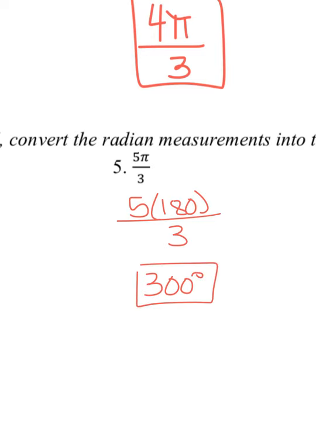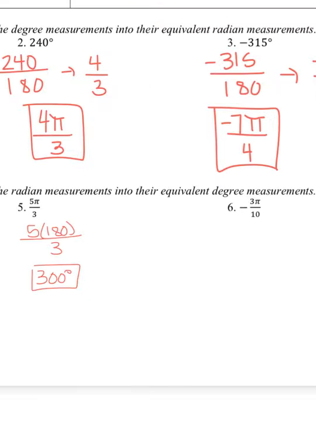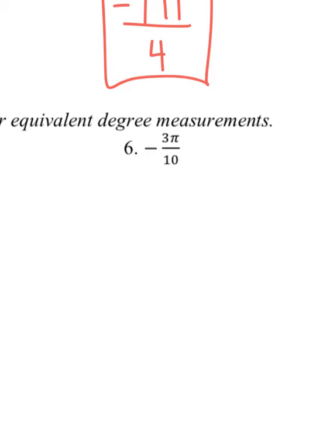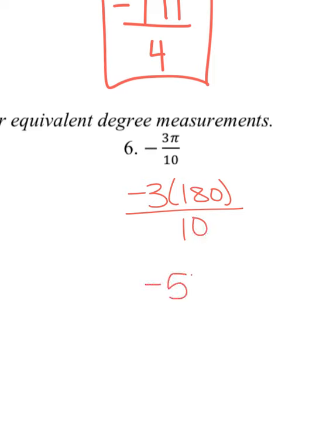Okay? 300 degrees is in quadrant 4. So 5 pi over 3 radians is also in quadrant 4. It's the same angle, it's just a different way to measure it. Okay? And then number 6, last one. Take out the pi, throw in 180, divide by 10. You can type that right in the calculator. That gives you -54 degrees.